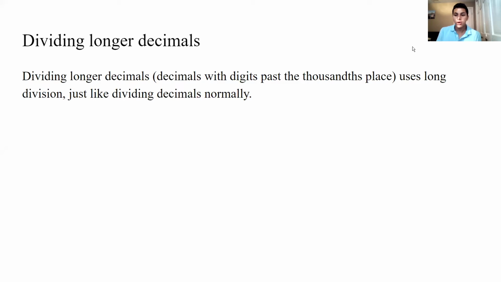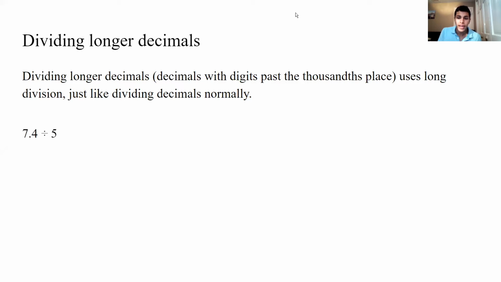Dividing longer decimals, which are basically decimals that have digits past the thousandths place, which is three or four numbers to the right of the decimal point, also uses long division, just like dividing decimals normally. Now, you should already know how to do long division, especially with decimals would be helpful. But if you don't, I'll do a quick review of how to do it normally with decimals, so then we can compare it to doing it past the thousandths place. So let's look at one example.